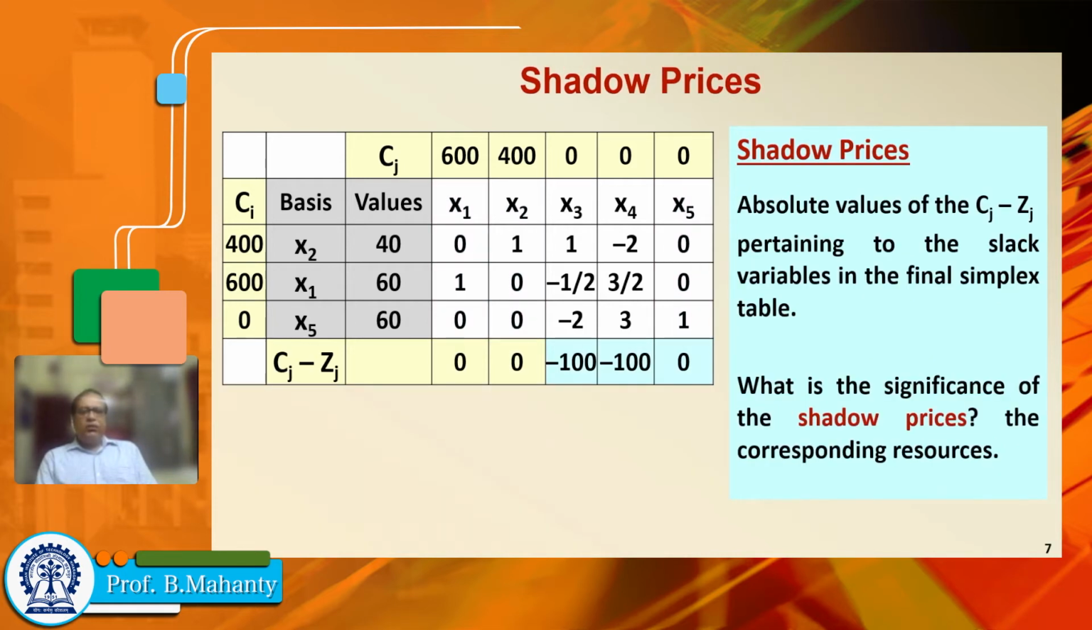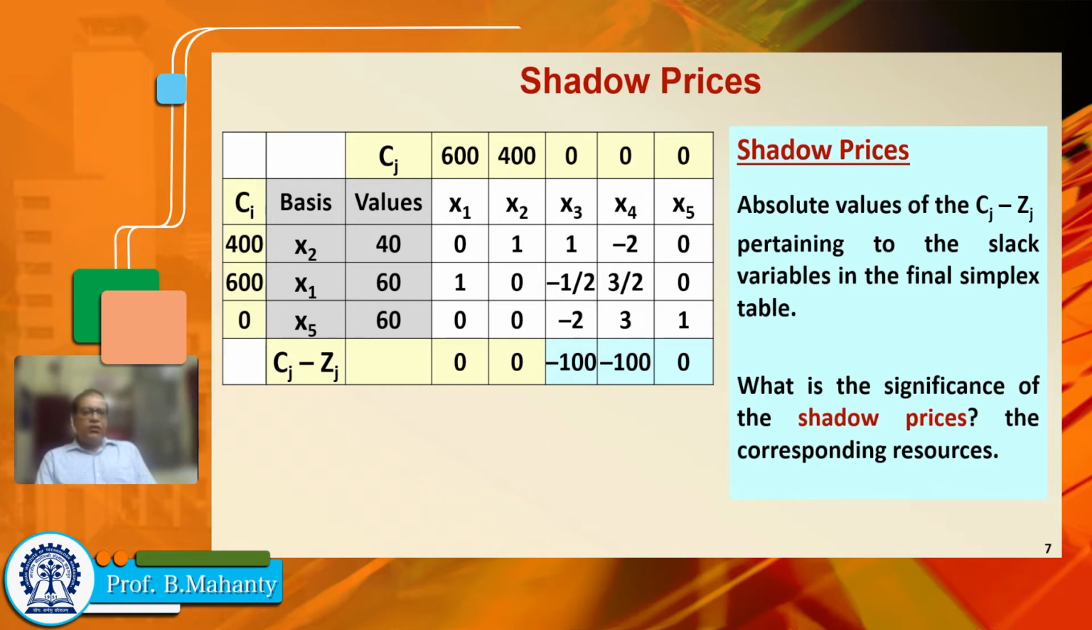Now these, you see x3, x4 and x5, they represent our three resources. Originally there are three resources, R1, R2 and R3, and the shadow prices are with respect to these three resources. So what are those values? They are minus 100, minus 100 and 0. So absolute values of cj minus zj pertaining to the slack variables in the final simplex table.